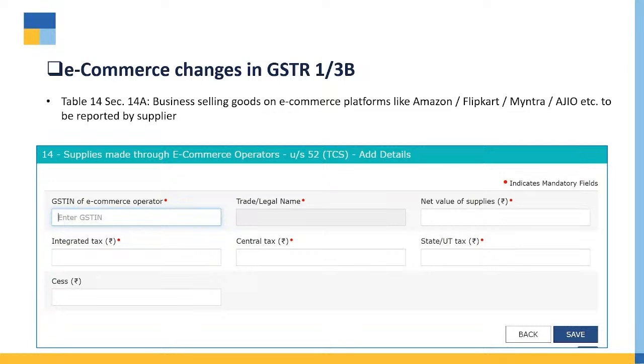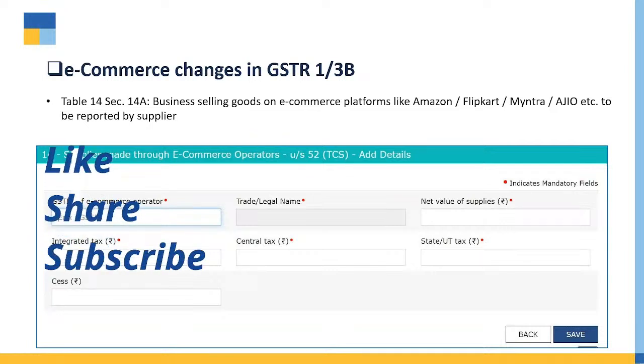So the need for this, as we all know, is quickly for the department to reconcile whether the e-commerce operators are also submitting similar values of the transactions that have happened. So what is the solution we are giving in Tally? It is very simple. Currently, table 14 is not introduced in GSTR 1. So that will be taken up in later releases.